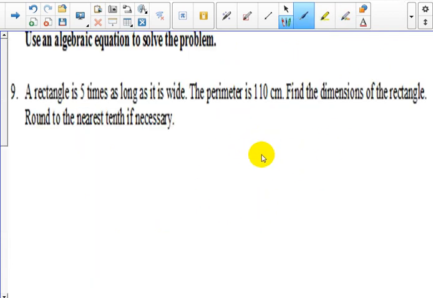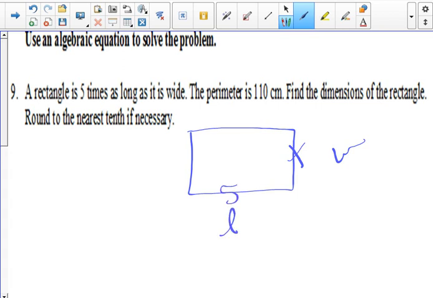Our next problem, number 9, says use an algebraic equation to solve the problem. They say a rectangle, so I'm going to go ahead and draw this as we talk. A rectangle is 5 times as long as it is wide. So we'll just let the width equal x, and then it's 5 times as long as the width. So for our length, it's going to be 5x. So we've got x and 5x for the width and the length.